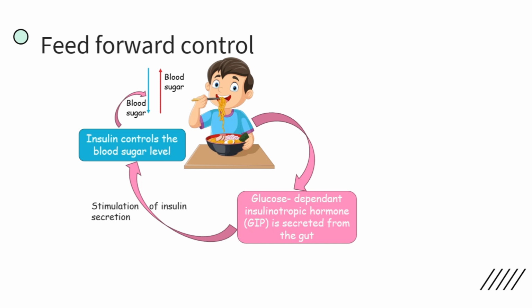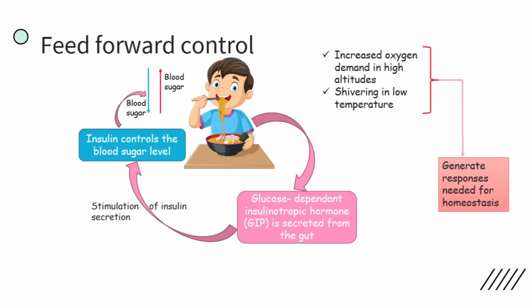So all these systems are working to maintain homeostasis, that is a state of equilibrium, whenever any change around us affects our body. For example, increased oxygen demand in high altitudes, shivering in low temperature. All these generate the responses needed for homeostasis. This was a very easy topic, but an important one. I hope you have understood. This was all about homeostasis in brief.